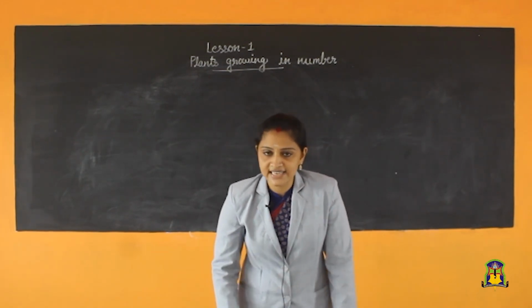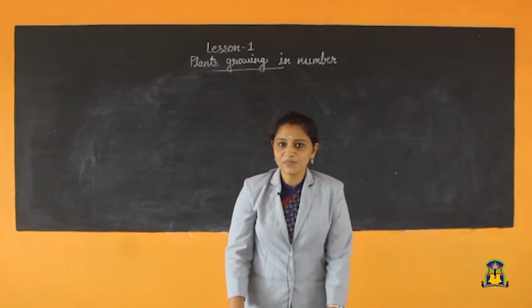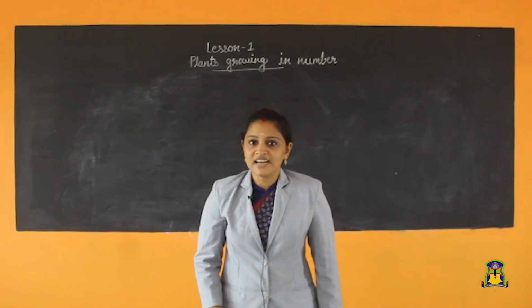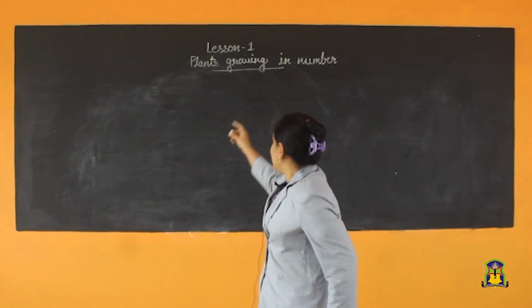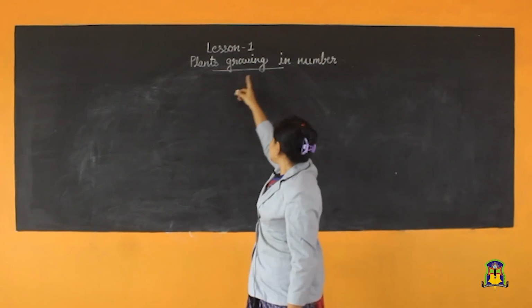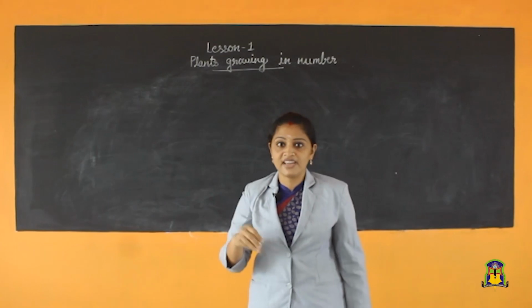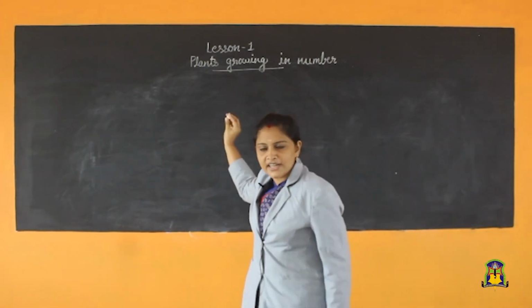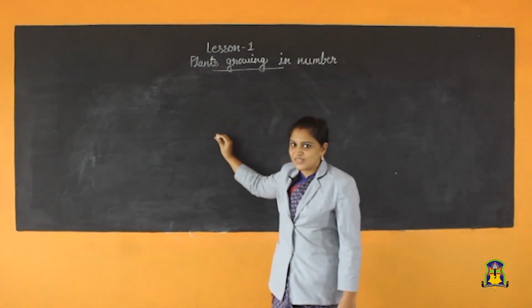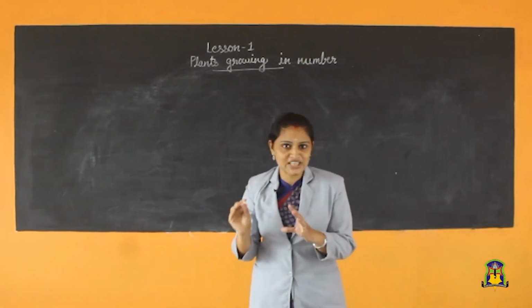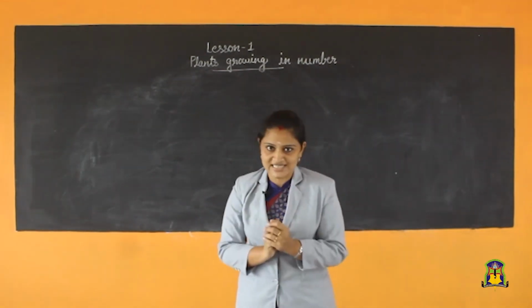This is an integrated one. So, let us start our lesson 1. The lesson name is Plants Growing in Number. From this name itself, we can understand what is the content of this chapter. This chapter is something related to growth of a plant.